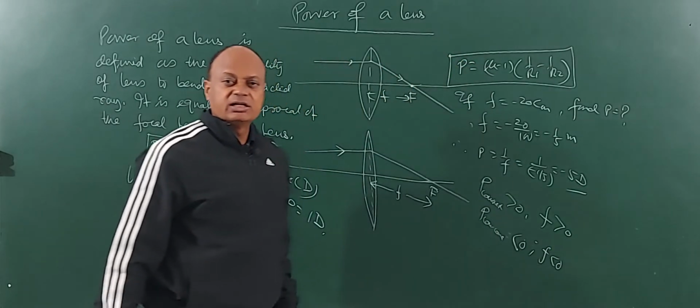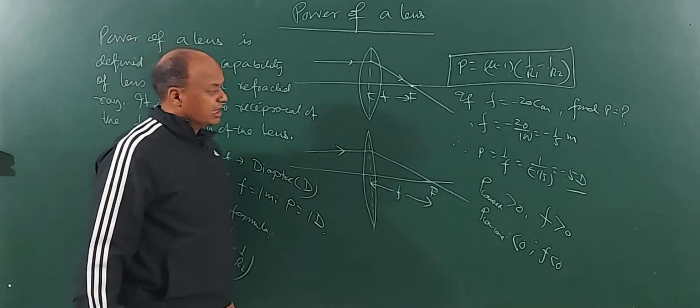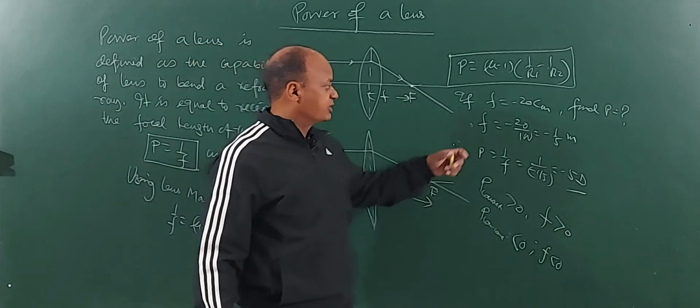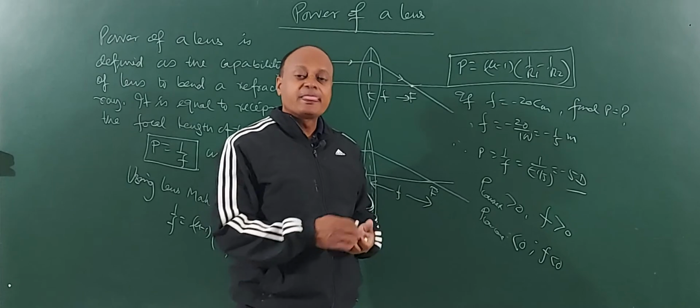Focal length of a convex lens is positive, so its power is positive, and focal length of a concave lens is negative, so its power is what? Negative. And this power will be in what? Diopter, once you convert the focal length into meter, right?